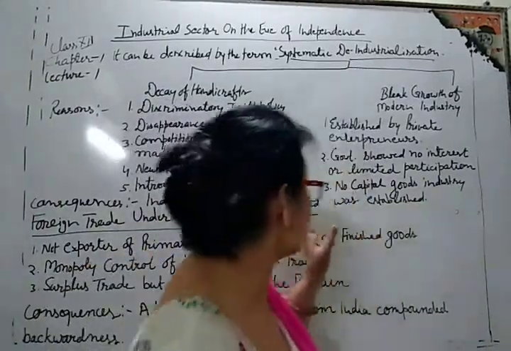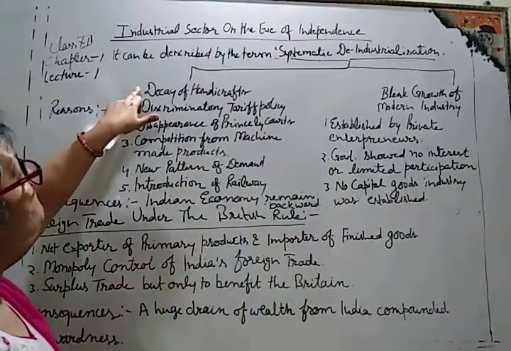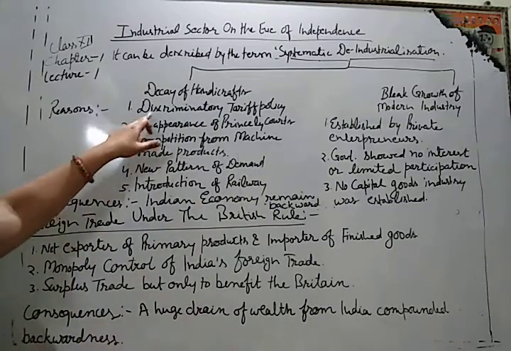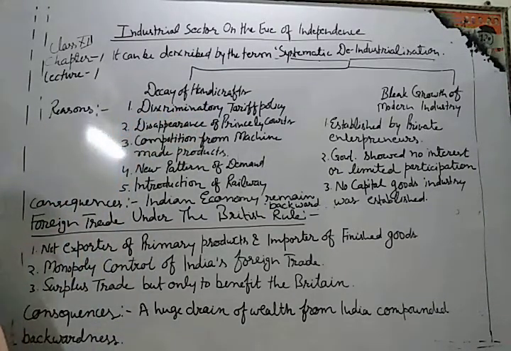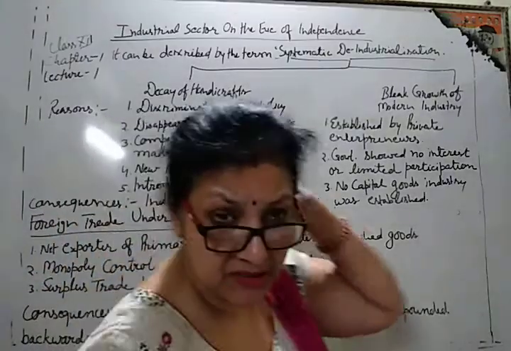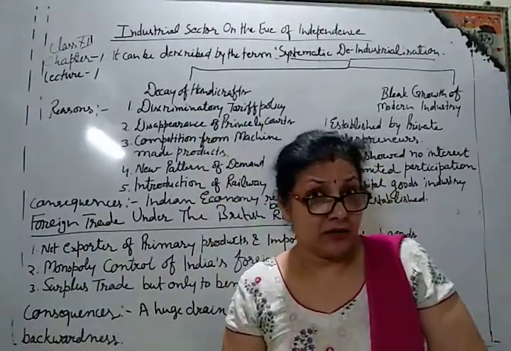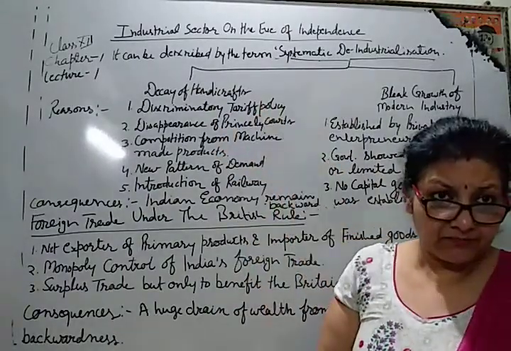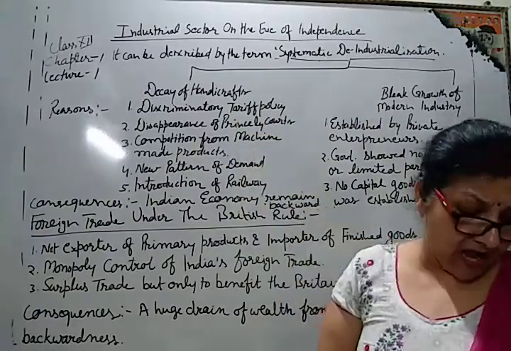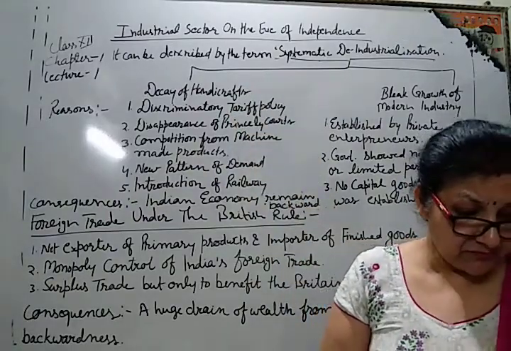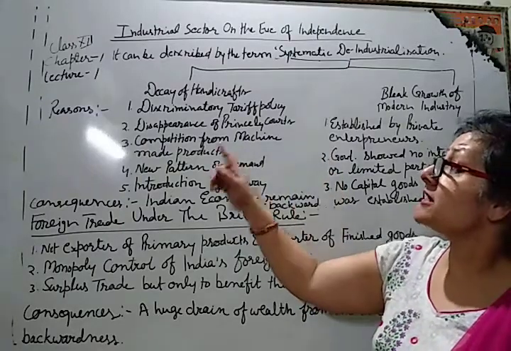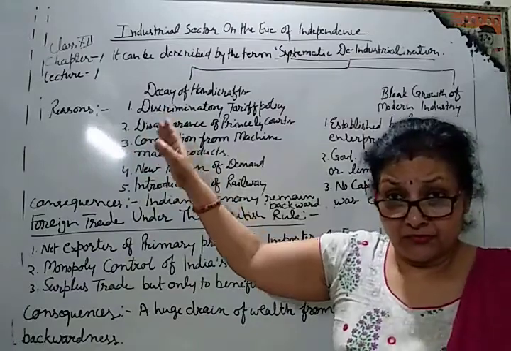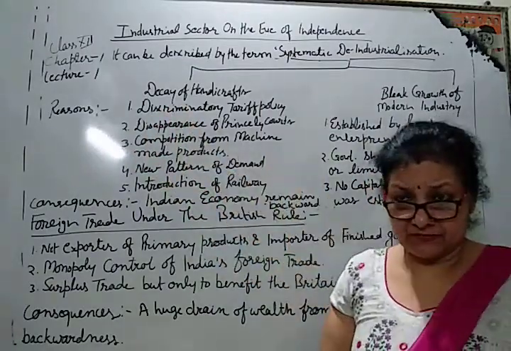How does this happen? First of all, I am taking the first point, decay of handicrafts. As I have told you earlier about the discriminatory tariff policy, I have told you about this in my first lecture also. The British government adopted the discriminatory tariff policy to ruin the handicrafts. This was one main reason for the decay of handicrafts.